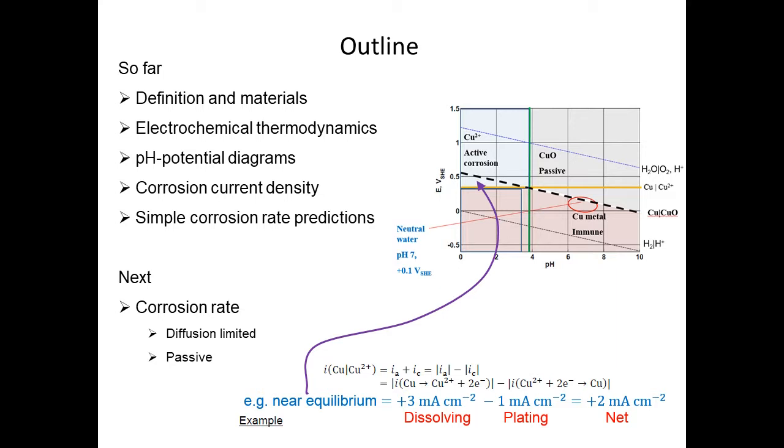So what we will do now is develop, using what we know so far, the thermodynamics of electrochemical corrosion, which tell us the driving force, and the kinetics based on exchange current density and the Tafel equation. We want to use that to predict the speed of corrosion in more complicated cases.